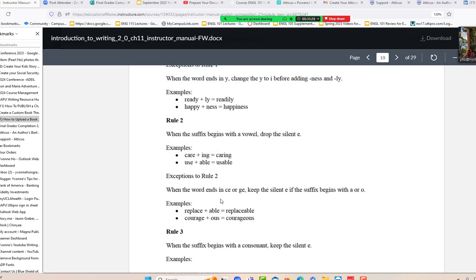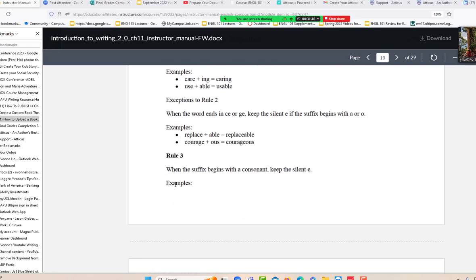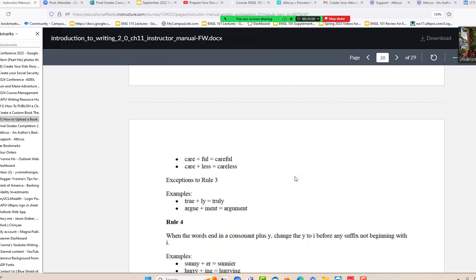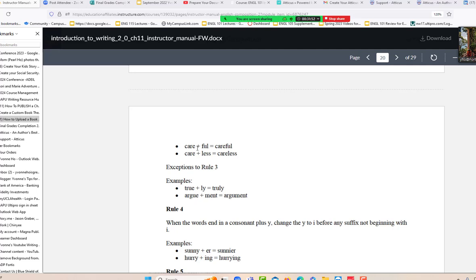When the word ends in ce or ge, keep the silent e if the suffix begins with a or o. So here you have able and ous, and you keep the silent e and it becomes replaceable, courageous. When the suffix begins with a consonant, keep the silent e. So here the suffix begins with a consonant, f and l, and so we keep the silent e: careful, careless.